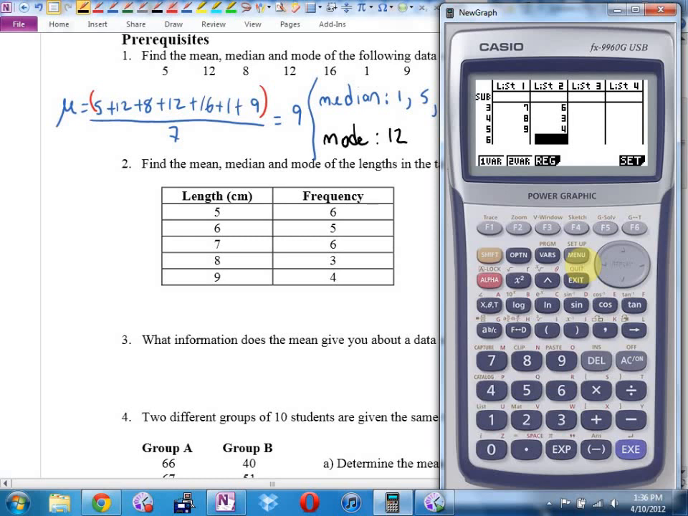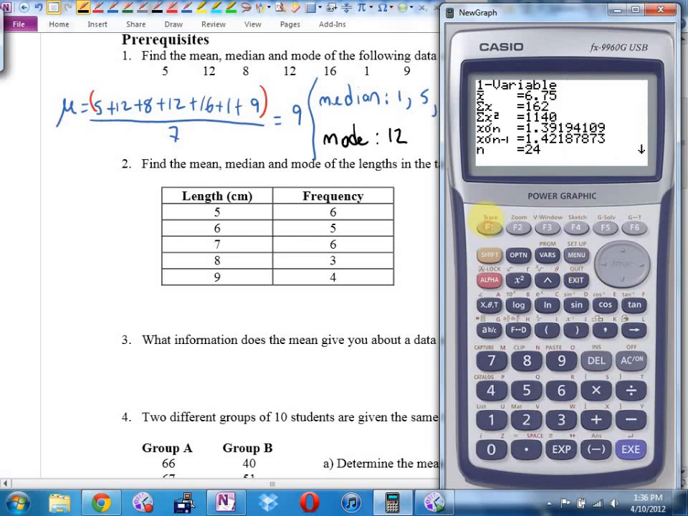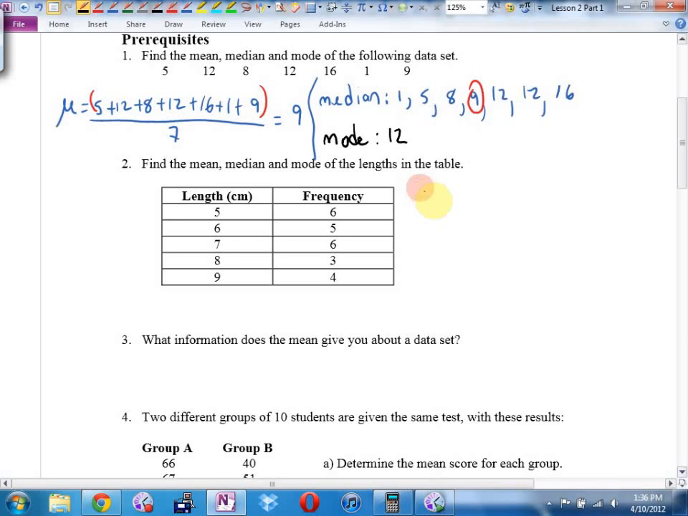Okay, how do I find the information? How do I do the calculations? We're doing 1 variable stats this year, not 2 variable stats. So 1 var. Okay. Which of these was the mean? Okay. X bar, 6.75. Which of these was the median?